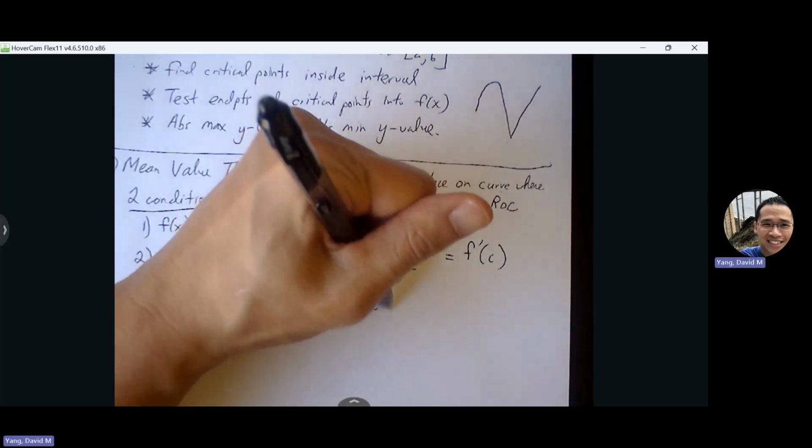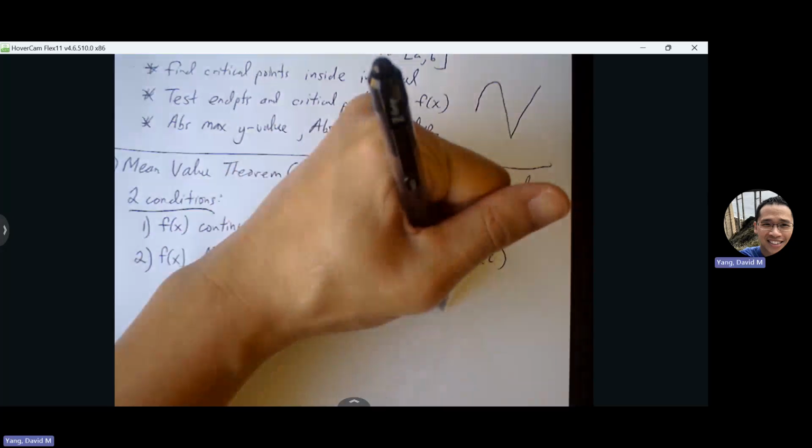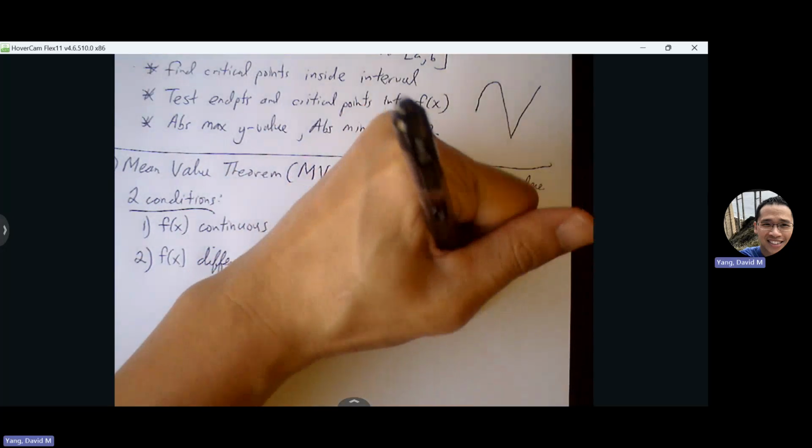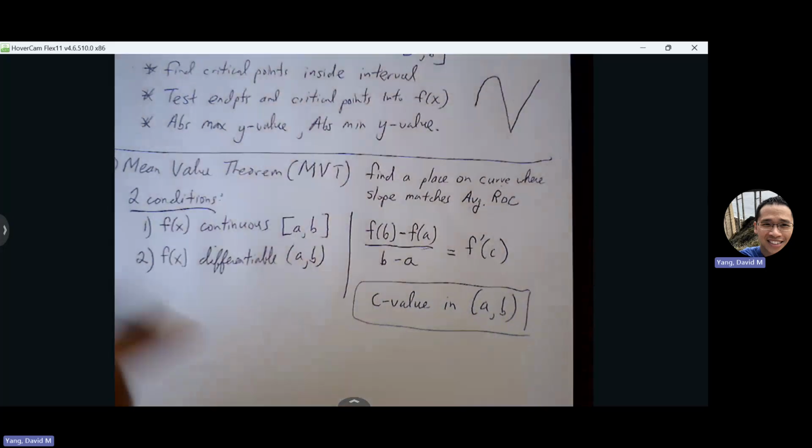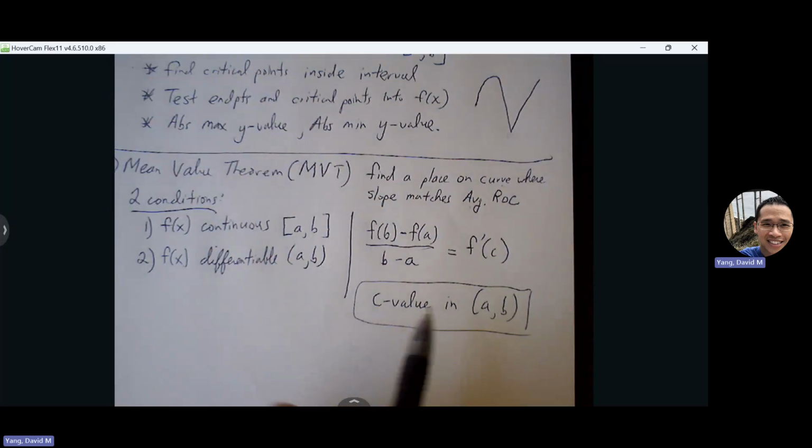And then once you find your c-value, it needs to be inside the interval from a to b. You're guaranteed at least one c-value, or one solution for x, but it's got to live between the two endpoints. So if it lands at the endpoint, it's not close enough. It needs to be between.